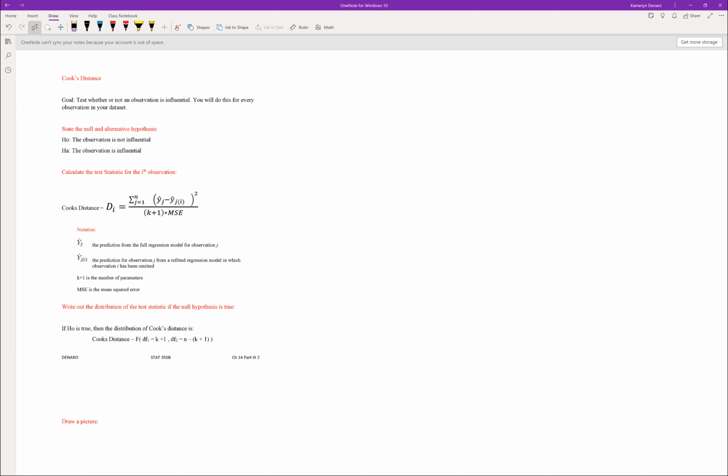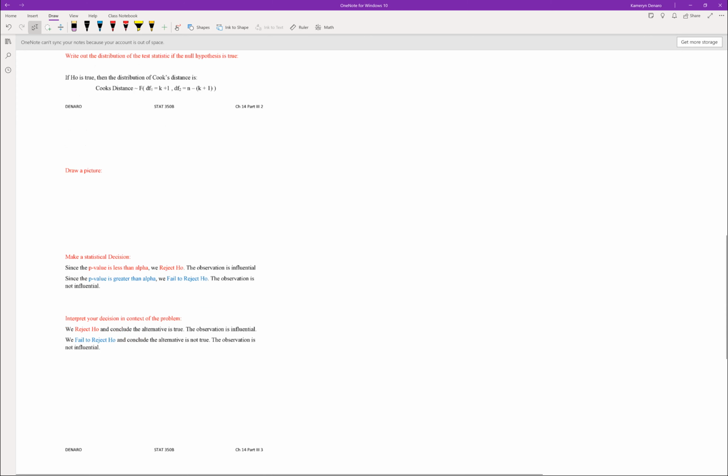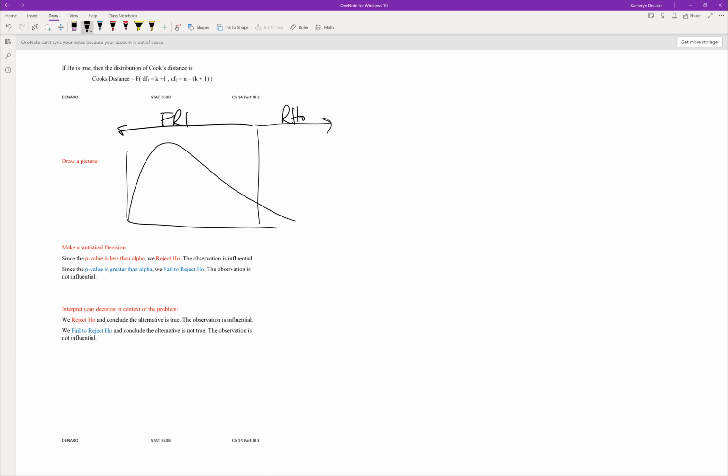So essentially, what we're going to do is we're going to do this test for every observation, and we're going to see, are any of the particular data points influential? If the null hypothesis is true, then Cook's distance follows an F distribution. So we've seen the F distribution a few times before, right? It peaks at 1, is skewed right. We can set up our rejection region. We set up our fail to reject region.